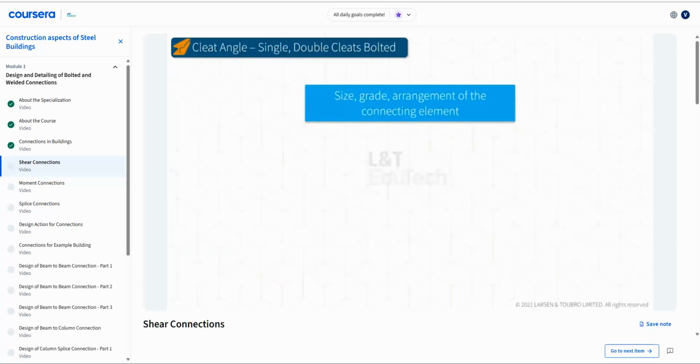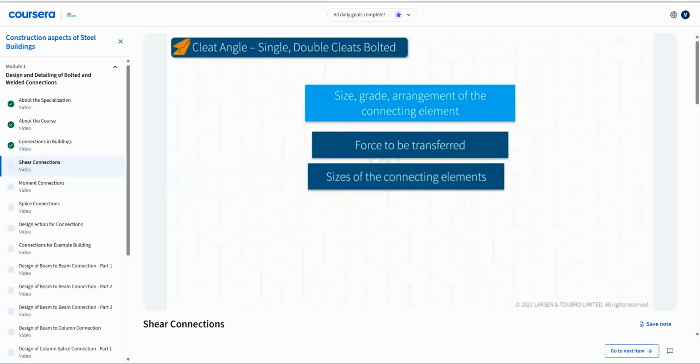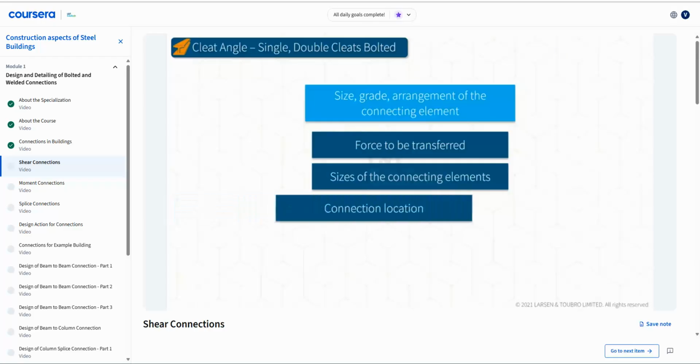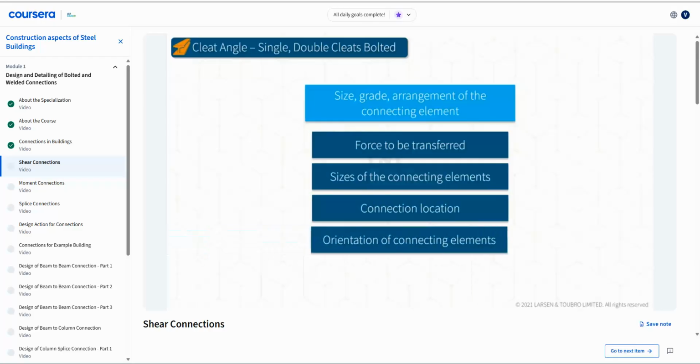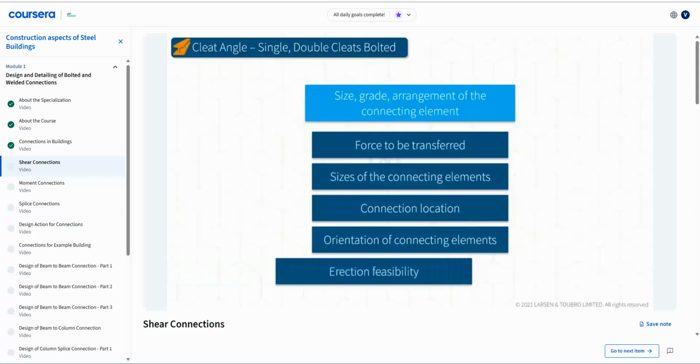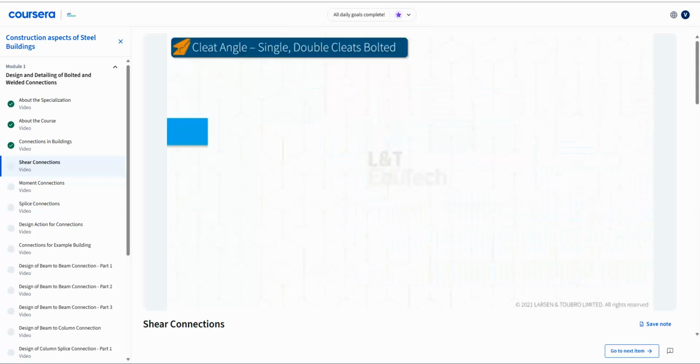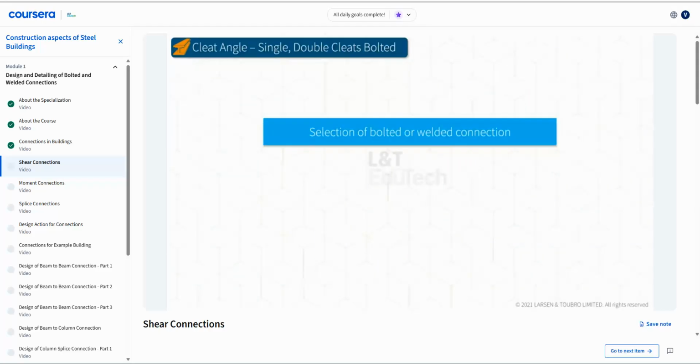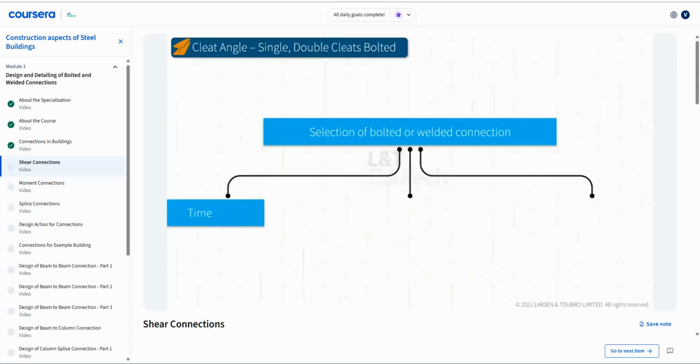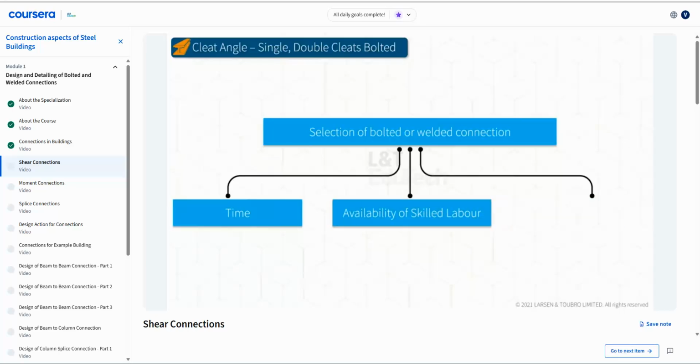As in the case of any connection, the size of the connecting element, its grade, arrangement, etc. will depend on the force to be transferred, sizes of the connecting elements, connection location, orientation of these elements, erection feasibility, etc. The selection of the connecting element like bolt or weld depends on factors like time, availability of skilled labor, feasibility of execution, etc.